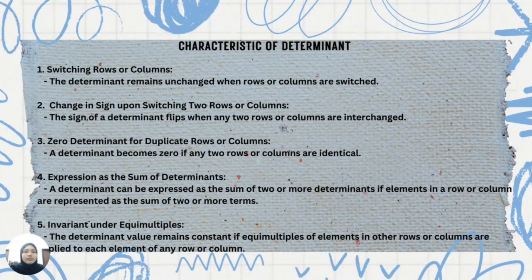And last, invariant under equimultiples. The determinant value remains constant if equimultiples of elements in other rows or columns are added to each element of any row or column.